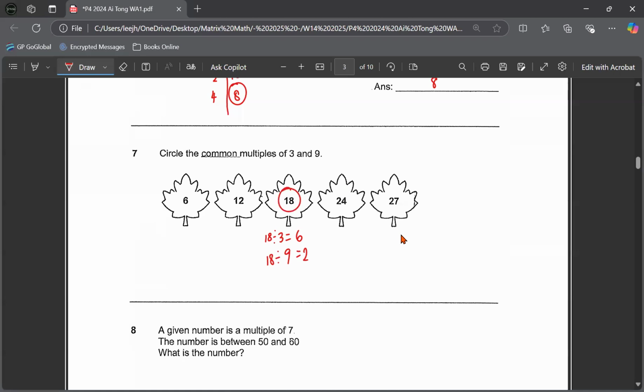Now, let's check 24. 24 can be divided by 3, which gives you 8. But 24 cannot be divided by 9 because there will be a remainder. So now let's look at 27. Can 27 be divided by 3? Yes, because it gives you a 9, no remainder. Now ask yourself, can 27 be divided by 9? It can as well because it will give you 3. So the common multiples of 3 and 9 will be 18 and 27. So you need to circle just these two multiples.